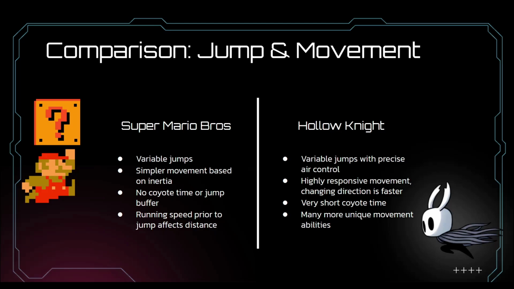So now we can directly compare each mechanic for these games, and I'll start with the jump and movement. So both games have variable jumps. However, in Mario, your running speed also affects how far you jump. So if you're running faster, you're going to jump a lot farther.